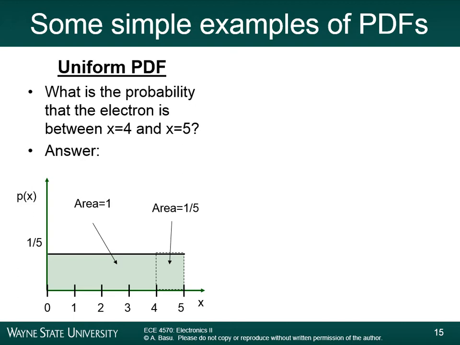1/5. That's correct. This is getting at how you integrate probability density functions. We can look at this and say the area of this region is 1/5, and the area of the entire thing is equal to 1. So this p of x is a probability density function, and it has a value of 1/5 between x equals 0 and x equals 5.